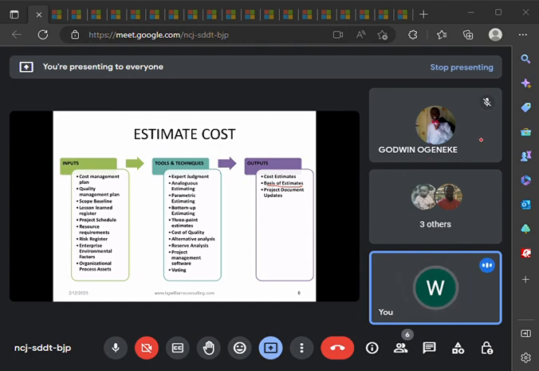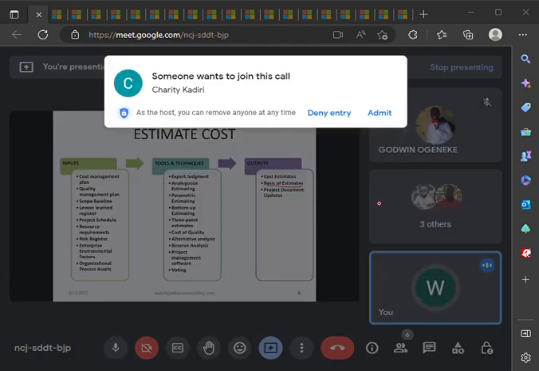Analogous estimation. I can use historical records. We have analogous estimation, parametric, bottom-up estimation, three-point, cost of quality, reserve analysis, and all that. You can also see expert judgment. I can call somebody that has done it before and ask, oh, Wale, how much did you spend when you did so and so activities in your project? Oh, I spent this amount. That's expert judgment.